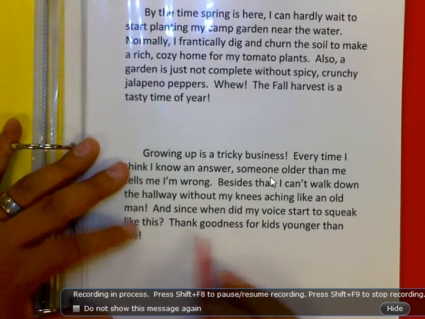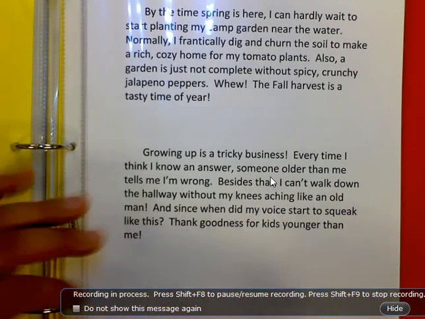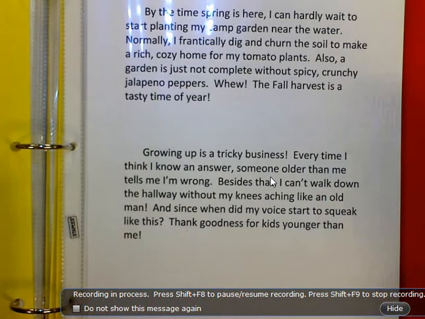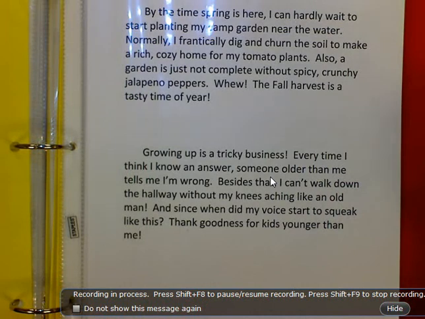Thank goodness for kids younger than me. Now I think you can see how this transitions into relating back to growing up being a tricky business. Someone else can take on the pressures, and we hope we're all going to grow up and move out of those tough times. That's basically what it means.